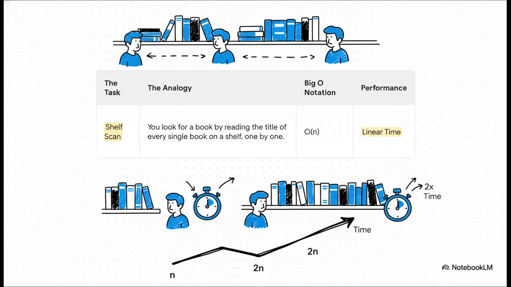Next, O of n, or linear time. Hey, this is our brute force search from the phone book. It's like you have to scan every single book on a shelf to find the one you're looking for. If the number of books, n, doubles, well, your search time doubles. It's a straight line. Predictable, sure, but it can get pretty slow.